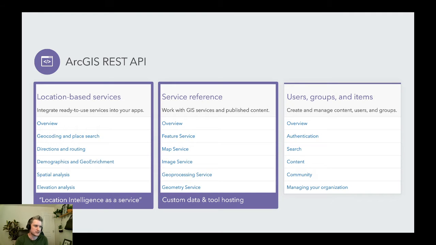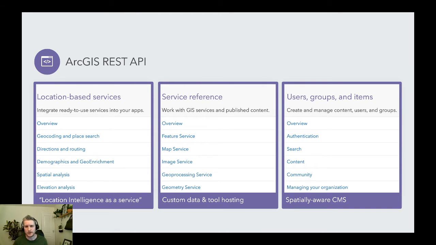The second is services. You can think of the services that we offer, the feature services, map services, image services, as a place to put your own data or consume someone else's data that they've published. So you can think of this as a database as a service, but it's geospatially enabled and intelligent.